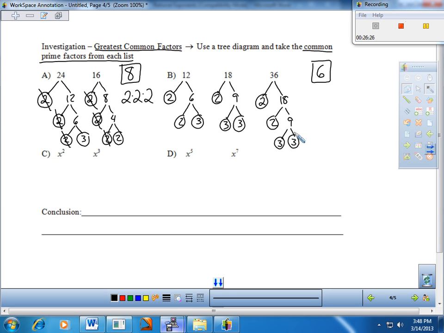So is there a number that happens to be in all 3 lists, all 3 circled tree diagrams? Well, I see a 2. It's there, and it's there, and it's there. Let's take it. What else is there? I see a 3. It's there, and it's there. Is there anything else that is common to all 3 lists? And I guess at this stage, the answer is no. Here's a 2, but there's no 2 in this list. Here's a 3, but there's no 3 in this list. And so as a result, you see, 2 times 3 is 6.